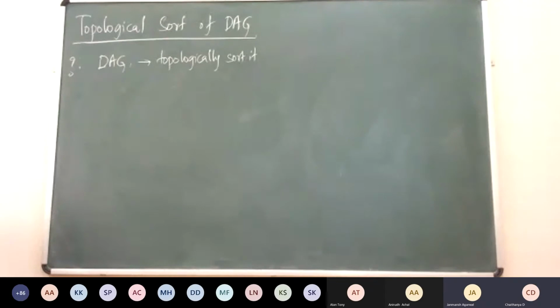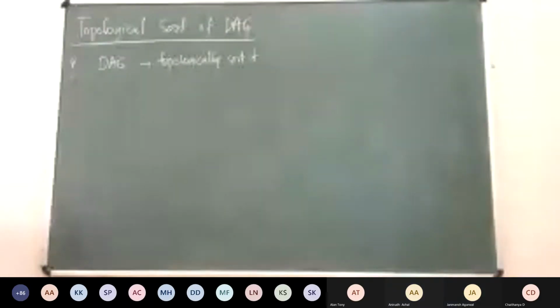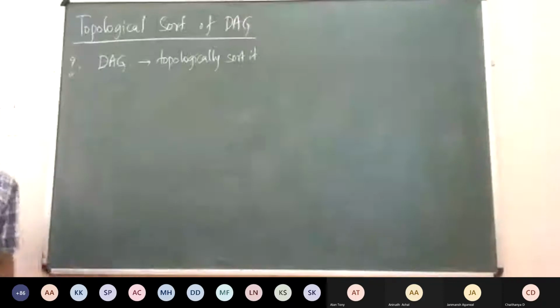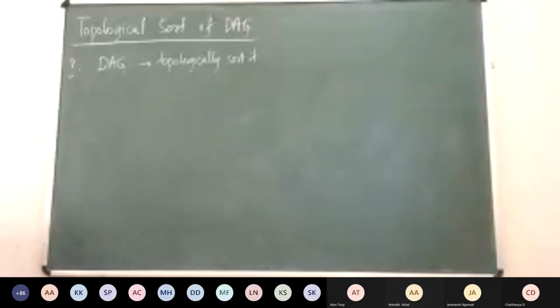N factorial, when no one is dependent on another. If the number of orderings is n factorial, how will the graph look? There will be no edges in the graph, only vertices. The graph will not have any edges. Good, nice.